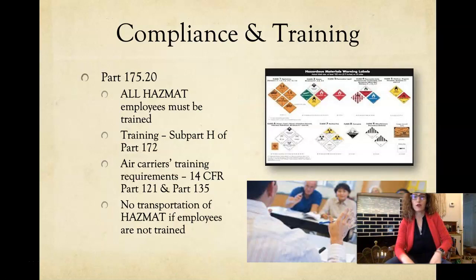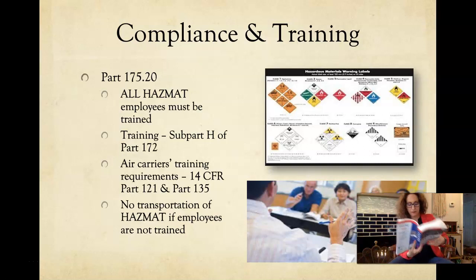So we've got 175.20. It says an air carrier, which is an airline, right, or cargo airline carrier, may not transport a hazardous material by aircraft unless each of its HAZMAT employees involved in that transportation is trained as required by subpart H of part 172 of this subchapter. In addition, air carriers must comply with all applicable hazardous materials training requirements in part 121 and 135.